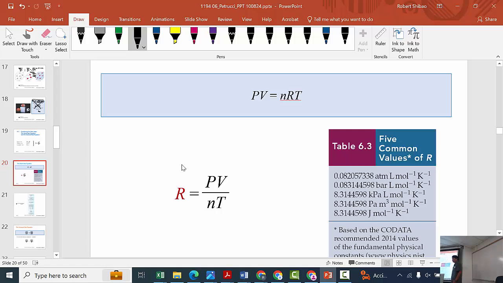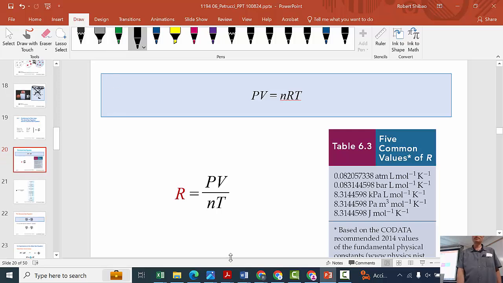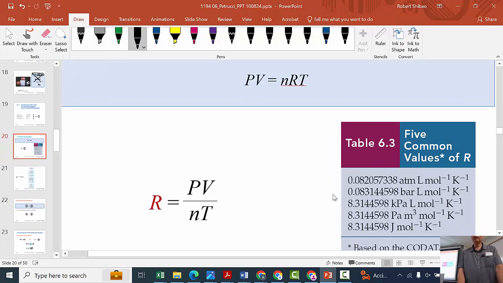I only memorize 1 or 2 R values, probably 2 R values. You only need to know 1 R value, because you can derive all the others based on it. And so I just remember this one, 0.082057338. I don't memorize it to this many sig figs. I just memorize this to 4 sig figs.